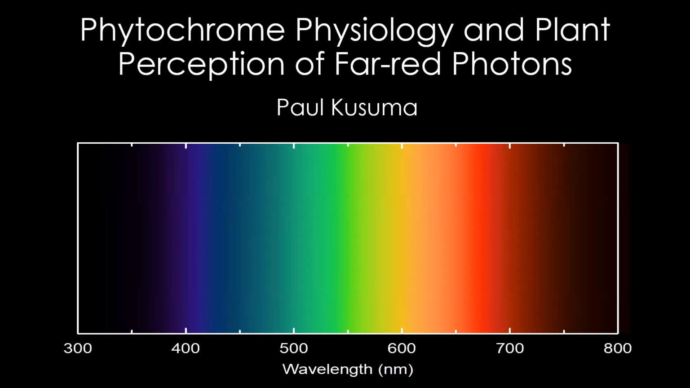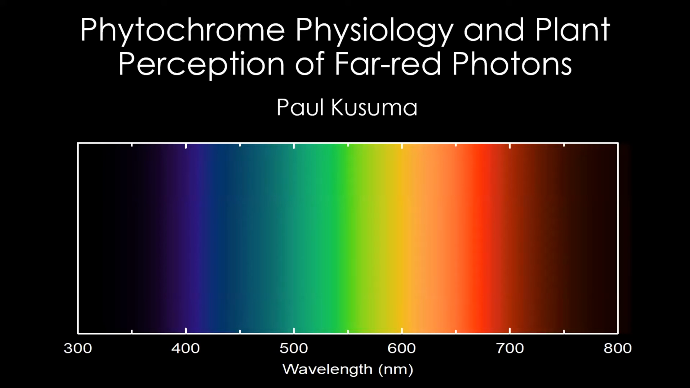Okay, so I'm going to be talking about the research I conducted over the past 5 years here at Utah State University. This has primarily looked at how colors of light affect plant growth and development, specifically looking at far-red and phytochrome. So my title: Phytochrome Physiology and Plant Perception of Far-red Photons.